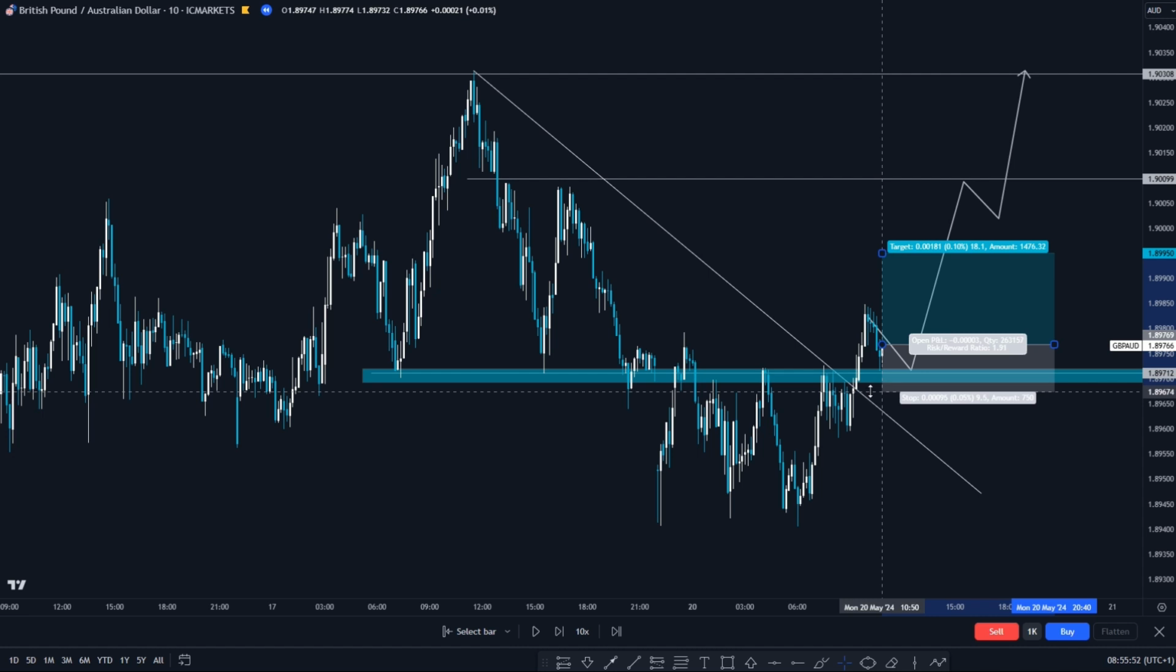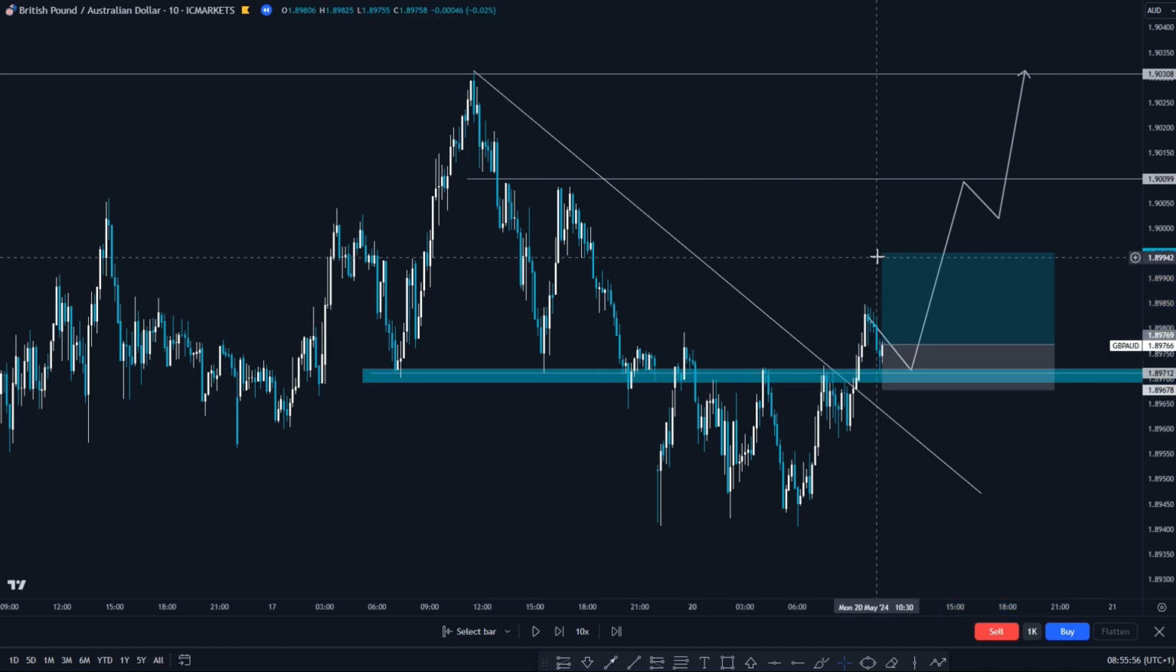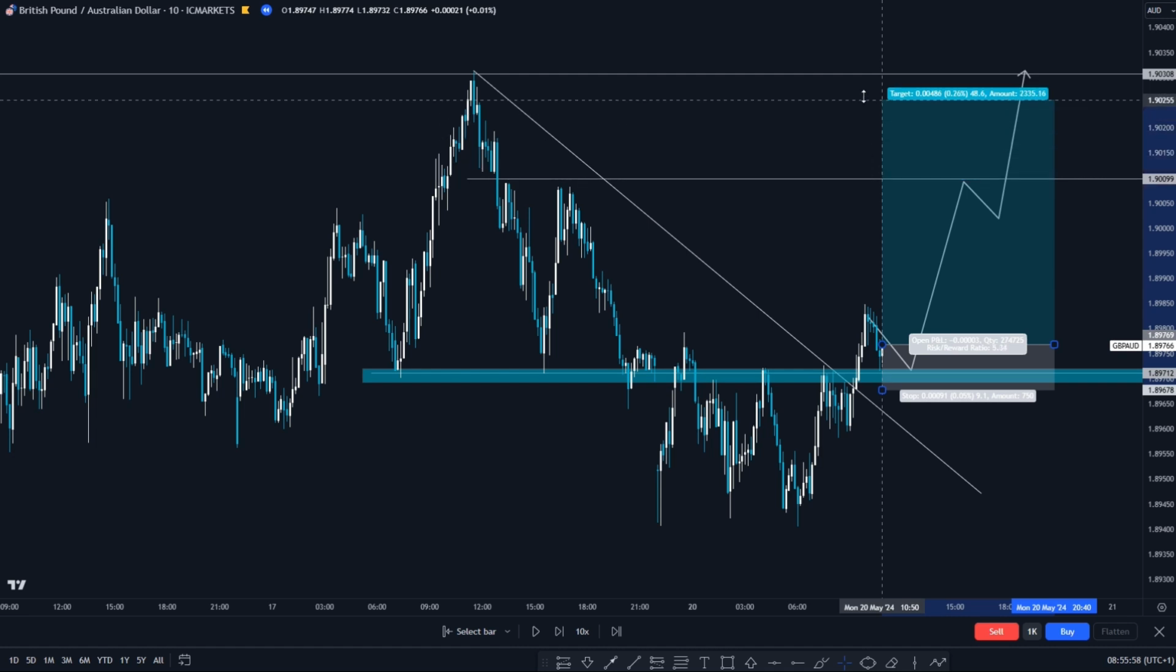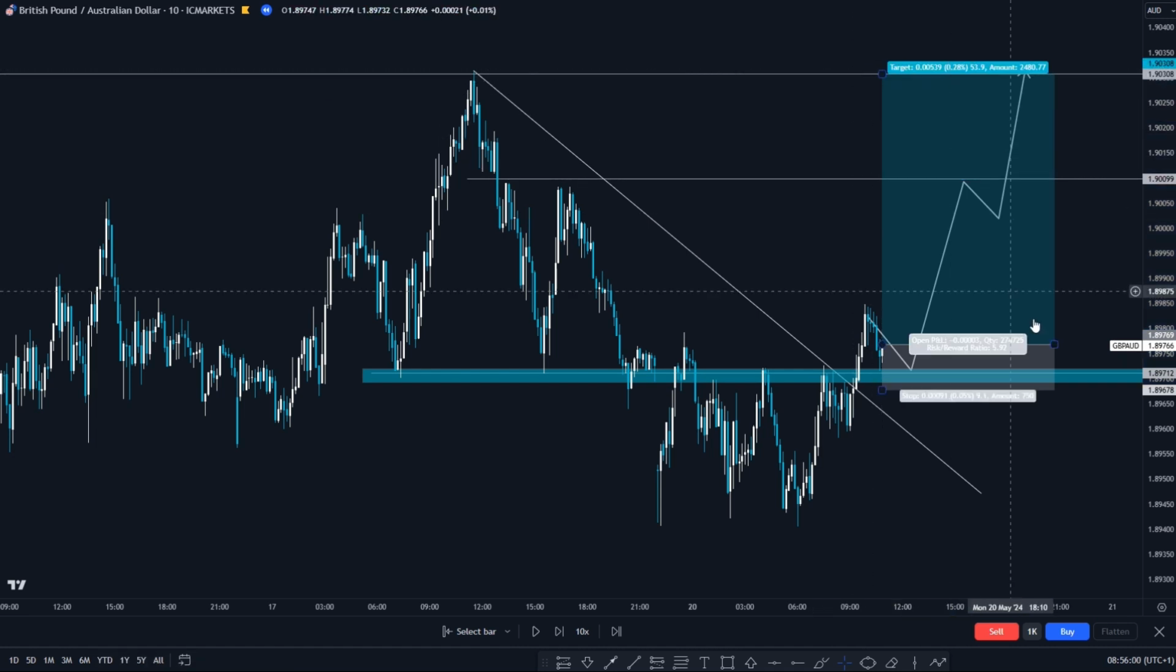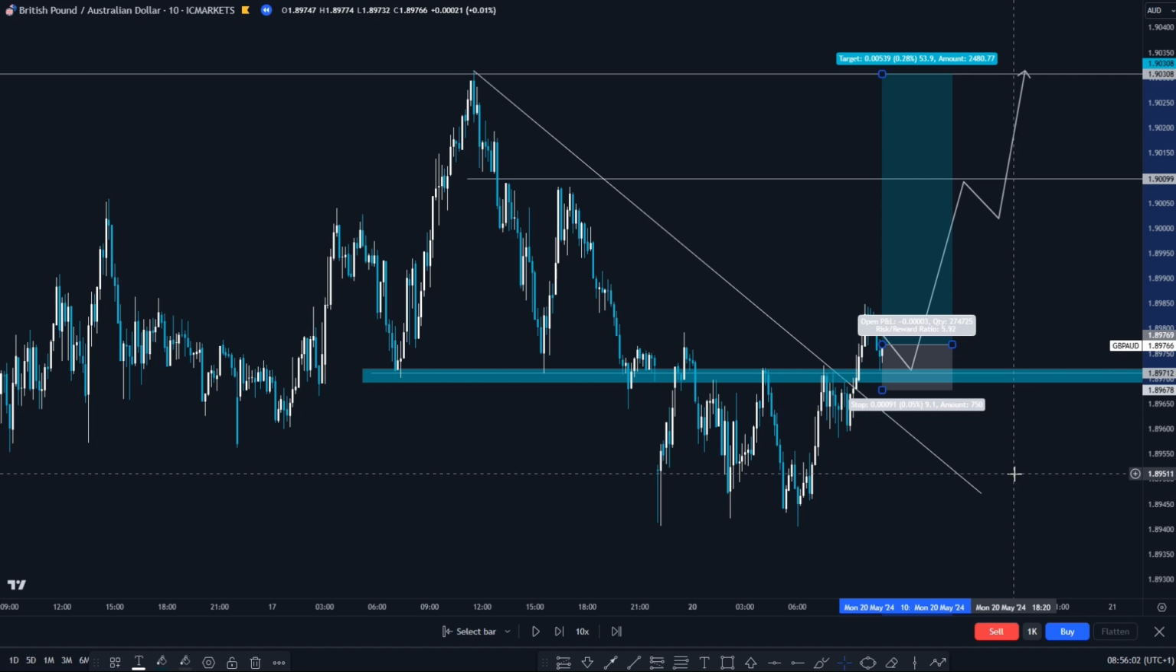I had a 9 pip stop loss because it's below the zone. I want to cover my area. My first TP was at 3.6 to 1 and my second TP was pretty much at 6 to 1.